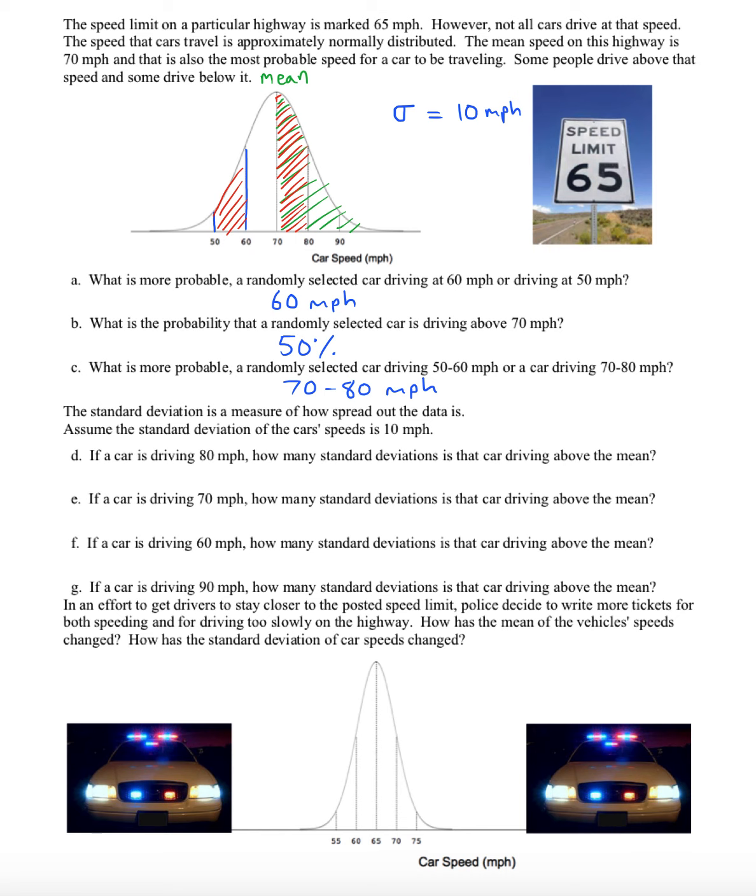If a car is driving 80 miles an hour, how many standard deviations is that car driving above the mean? The mean is the peak of the curve, so the mean is 70. So this car would be 10 miles an hour above the mean. But the standard deviation is 10 miles an hour. So they are one standard deviation above the mean.